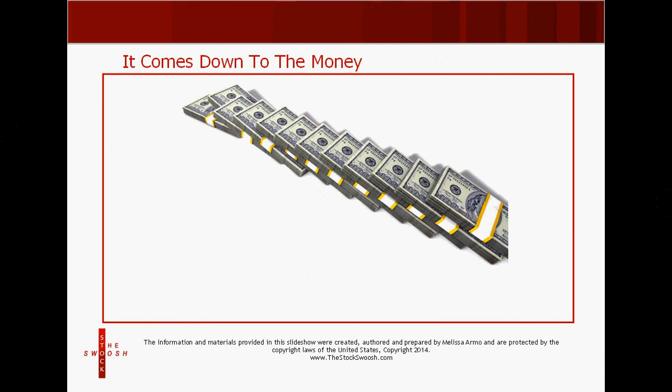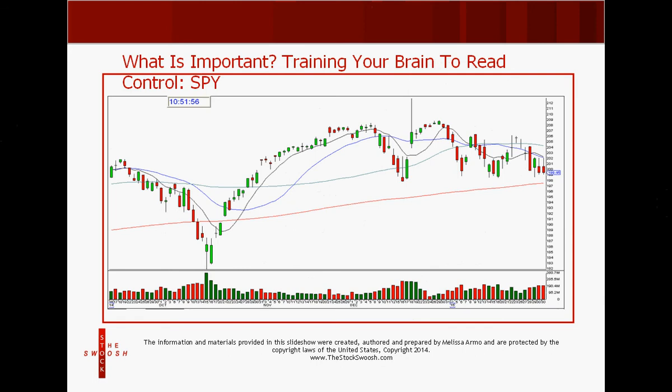Many people don't know how to read control correctly, okay? I'm very good at this, and we're going to talk about why in a moment here. But I'm really just breaking it down nuts and bolts here. The fact is, reading price is training your brain to read control. Who's controlling the market? And we are going to talk about the SPY today. Because what is important is training your brain to read control, okay?